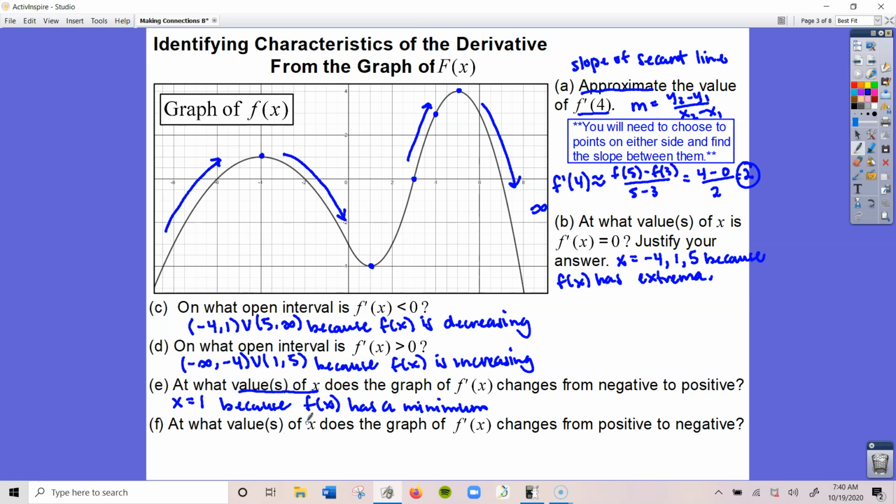Lastly, at what values of x does the graph of f prime of x change from positive to negative? And this is when your function has a maximum. So this would happen at x is equal to negative 4 and 5 because f of x has a maximum.